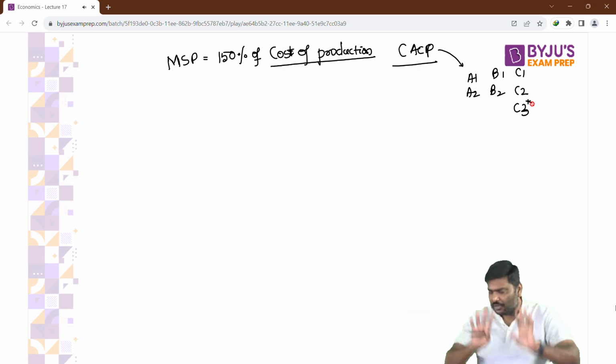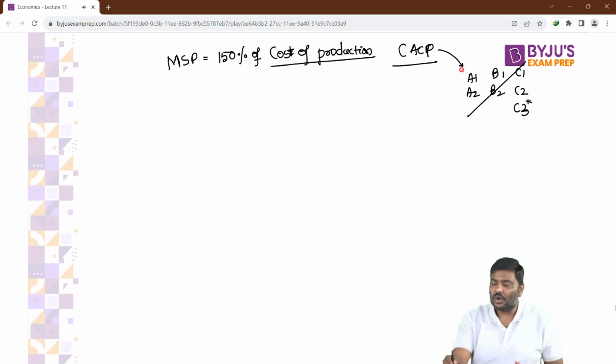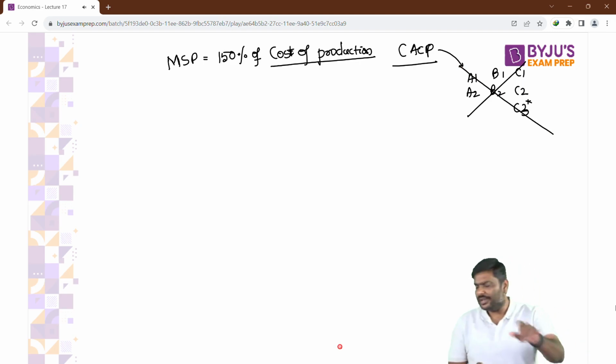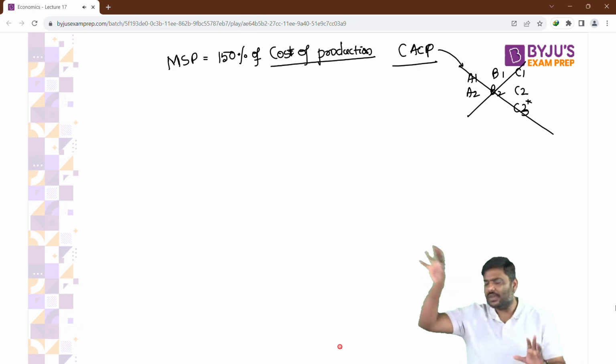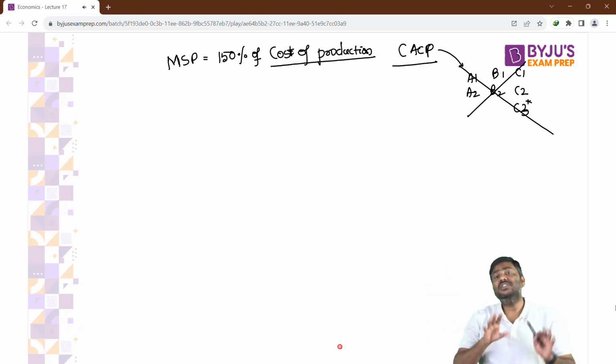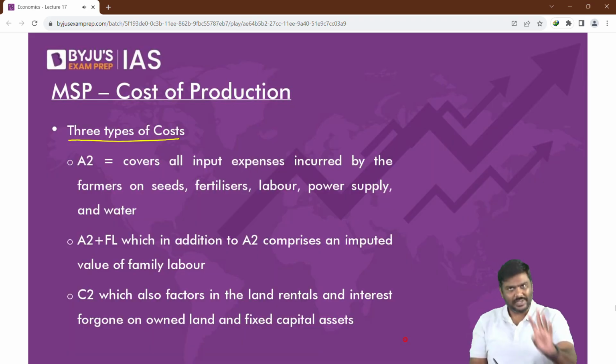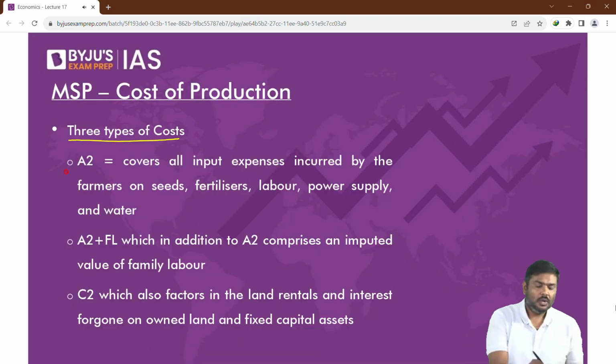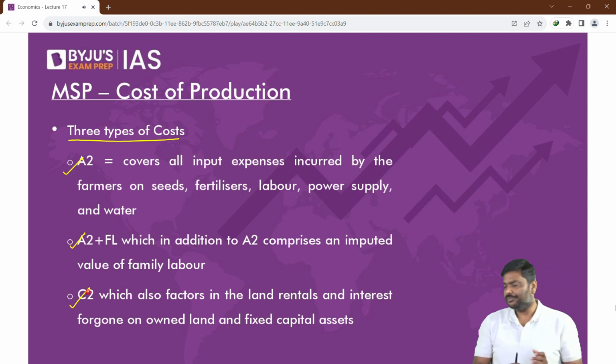But for UPSC, please do not worry about all of them. You can check, none of the books will actually cover all of this. Only for optional level is all of this required. So for GS paper 3, what is actually required? These three simple concepts are required. One is A2 cost of production. Second one is A2 plus FL. Third one is C2.